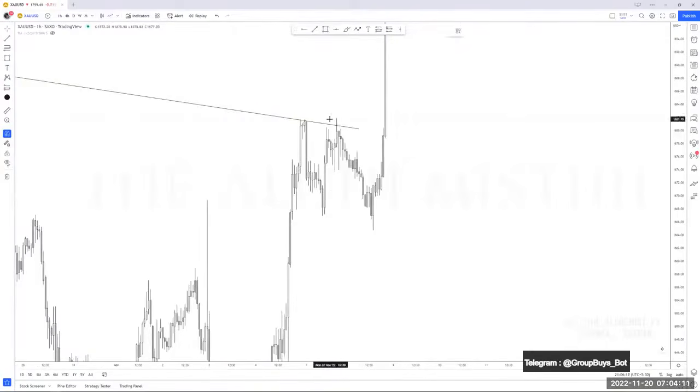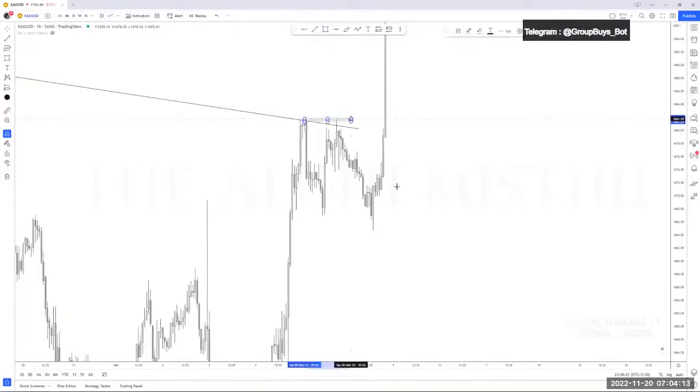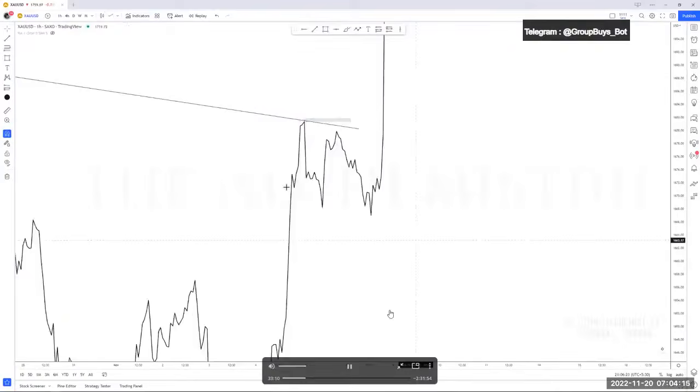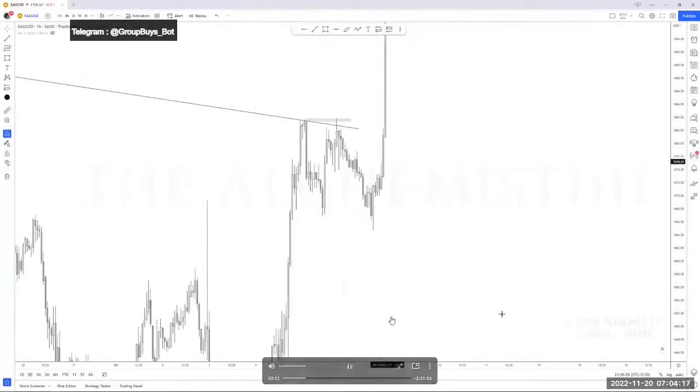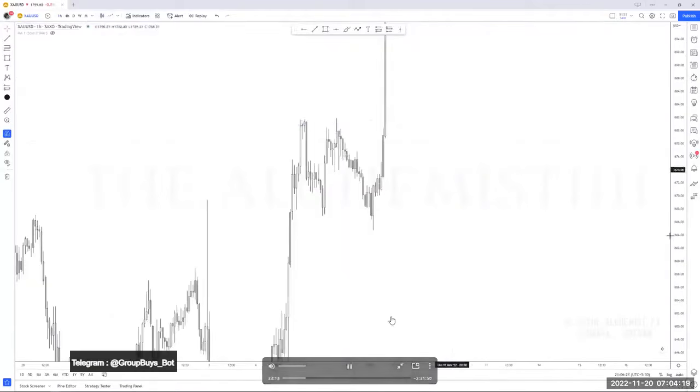Also, that line is in line with the resistance. It's a line chart, you'll see it very clearly. So what happens? Taps, then it starts to drop. So that was that day.